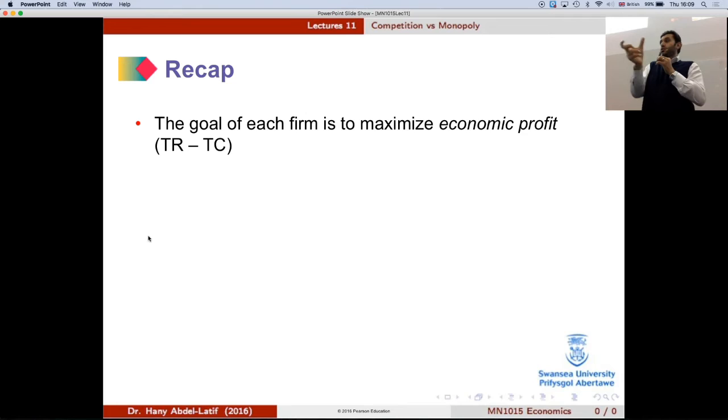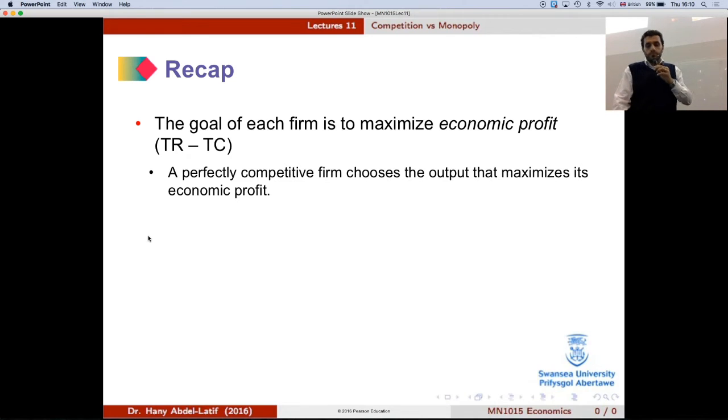So they have no control over the price. They can't set the price. They can't change the price. So the decision they can make is related to how much to produce, the quantity to produce. Whether to produce more or less, that's what they can do. They're trying to produce the output that will maximize their economic profits. And as I said, the economic profit is the difference between the total revenue and the total cost.